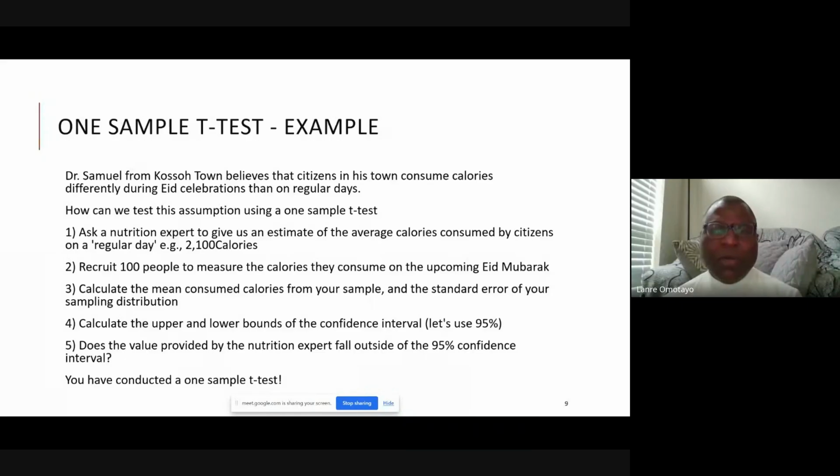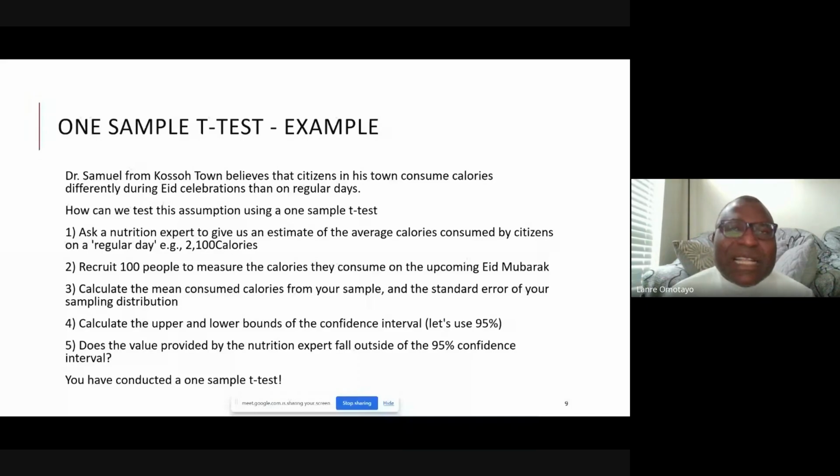Dr. Samuel from Koso Town basically wants to answer a very simple question. The MD of the hospital in their town has said that we need to know whether people consume more calories during Eid celebrations than regular days, right? Because if we know that, maybe we should prepare that we will be getting more diabetics that might get into emergencies around those days. Maybe we should prepare for more of those.